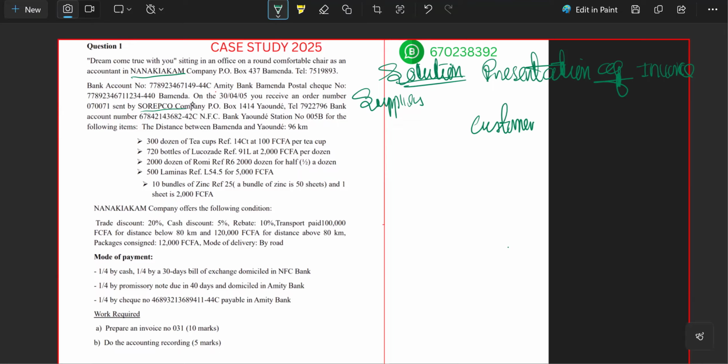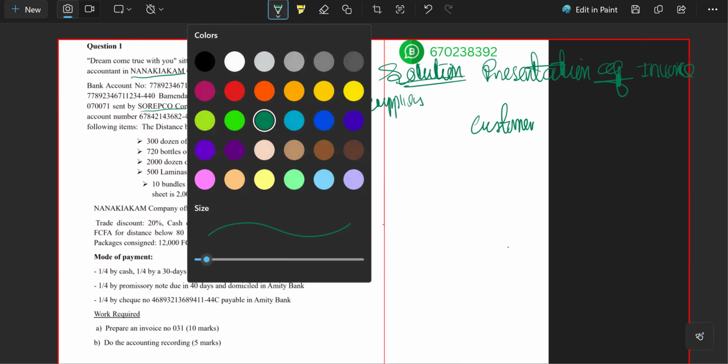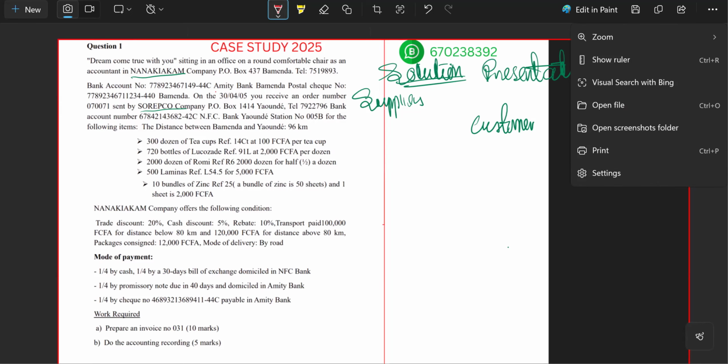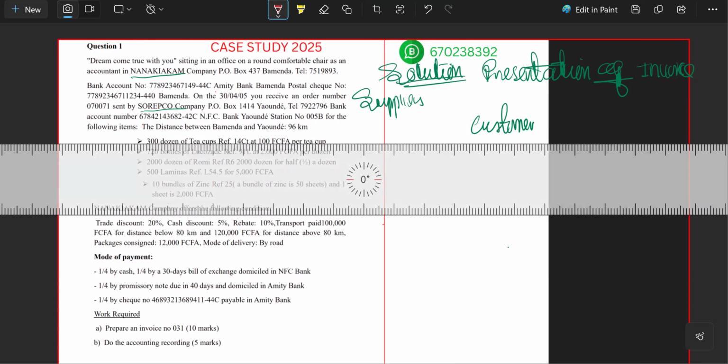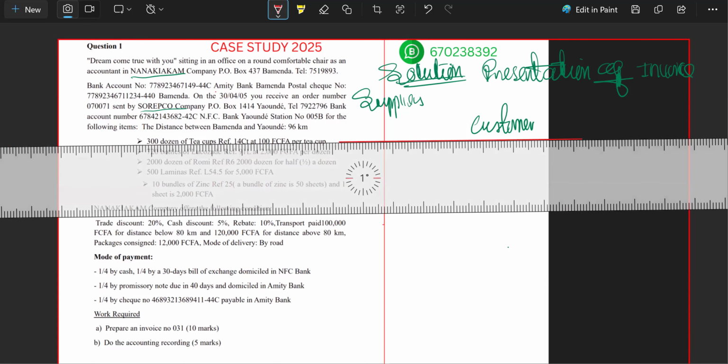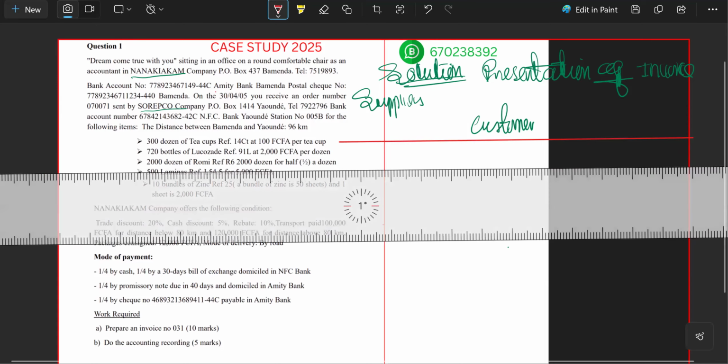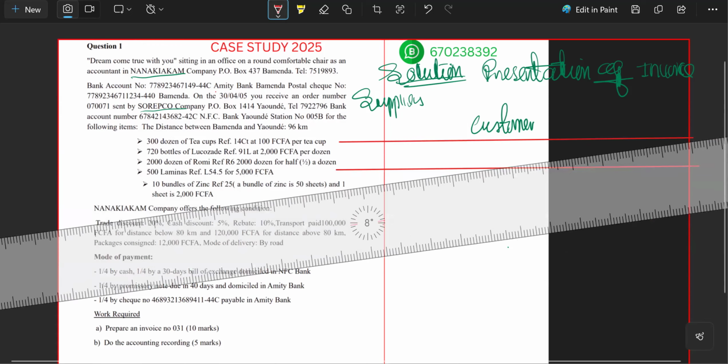So for us to go fast, we have to present all of this. I will not go into the details of presenting the reference and description, but I'll go straight to where we have the quantity, the unit price and the amount, so that we can go a little bit faster. So we're going to have a presentation of the invoice, something like this.